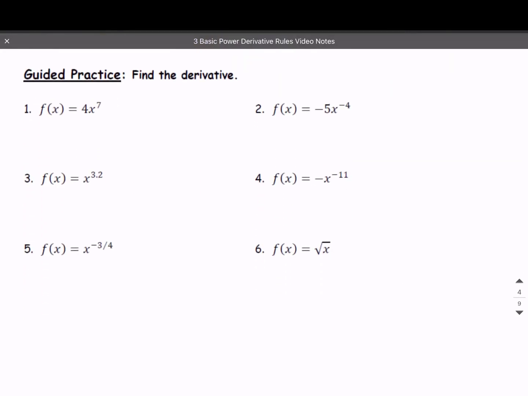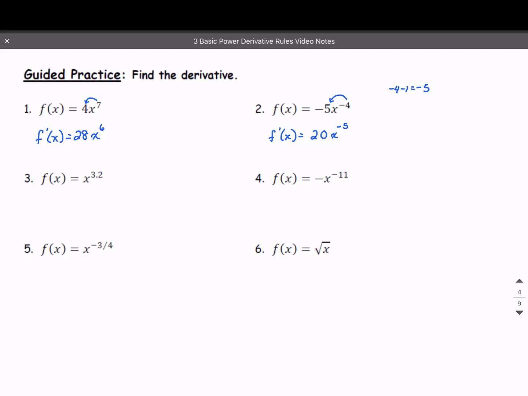If f of x is 4x to the 7, then f prime of x is going to be 7 times 4 is 28. Keep the x, but 7 minus 1 is 6. There's your derivative. Number 2, if f of x is negative 5x to the negative 4th, then f prime of x is, well, we're going to have to do negative 4 times negative 5 is positive 20. Keep the x, but remember, negative 4 minus 1 is negative 5. So the exponent got smaller.